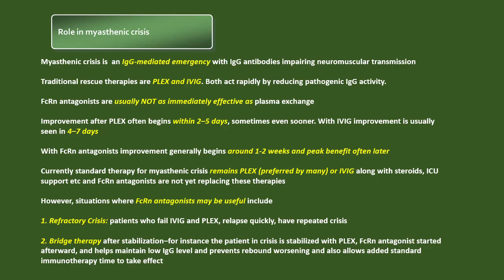However, situations where FcRn antagonists may be useful include refractory crisis. Patients who fail IVIG and PLEX, relapse quickly, or have repeated crises. Bridge therapy after stabilization. For instance, a patient in crisis is stabilized with PLEX. FcRn antagonist is started afterwards and helps maintain low IgG levels and prevents rebound worsening and allows added standard immunotherapy time to take effect.